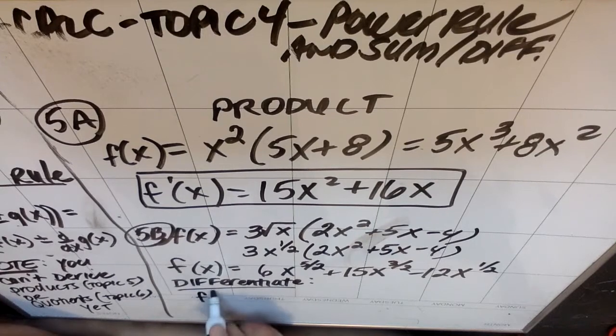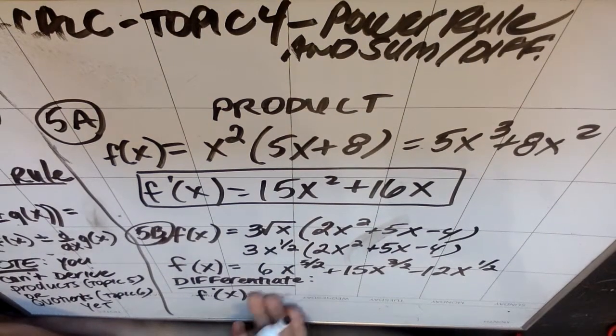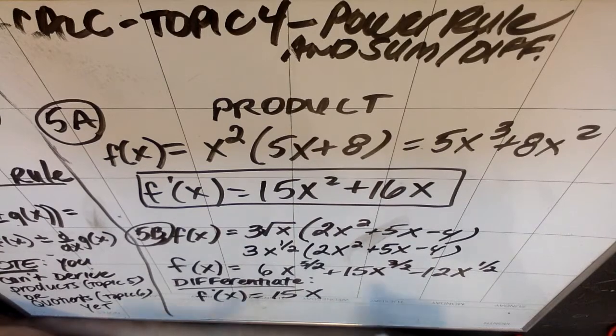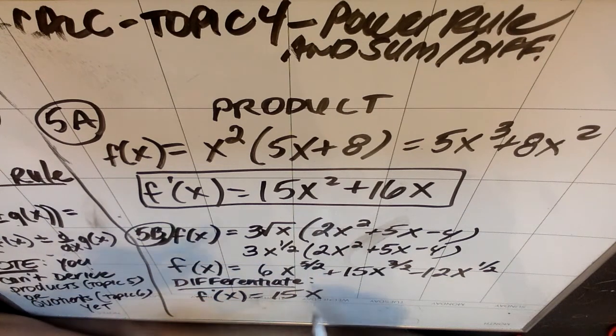So now I can differentiate, and my f prime of x is going to be, I'm going to drop the 5 halves down in front. That's going to give me 30 halves, which is a 15. So f prime of x equals 30 halves, or 15, x to the, when I subtract 1 from 5 halves, that's 5 halves minus 2 halves, right? 1 is the same as 2 halves, so I get 3 halves.